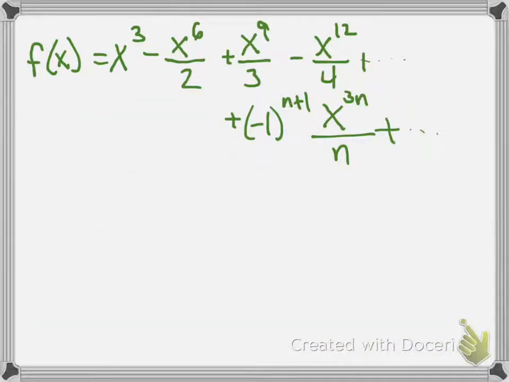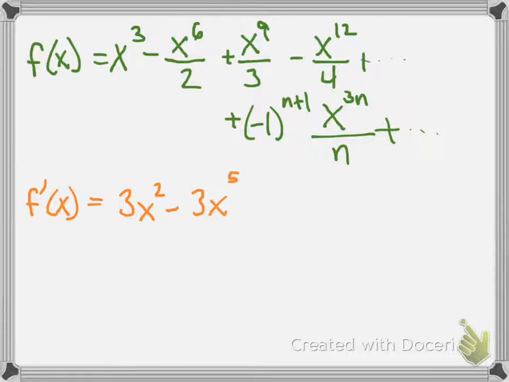I went back and I simplified f of x. When we plugged in x cubed, we're raising x cubed to the next integral power. So raised to the second power, we get x to the 6th, then x to the 3rd cubed is x to the 9th, then x to the 3rd to the 4th is x to the 12th, and then x to the 3rd to the nth power is x to the 3n. So that's that. As I mentioned a moment ago, we want to find the derivative. So f prime of x is going to be 3x squared minus 3x to the 5th power.